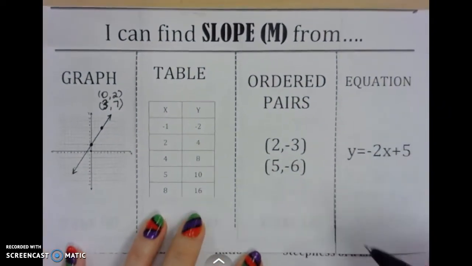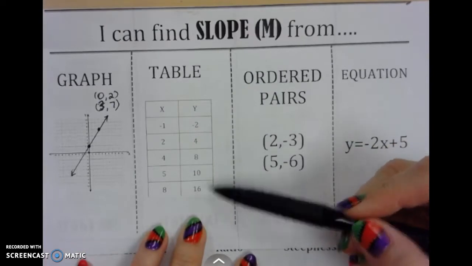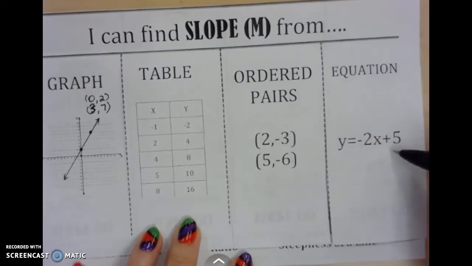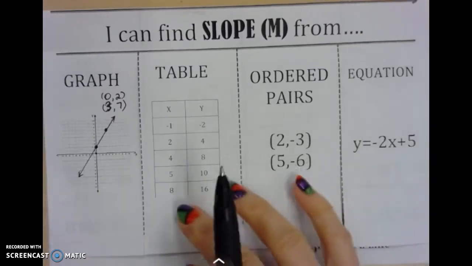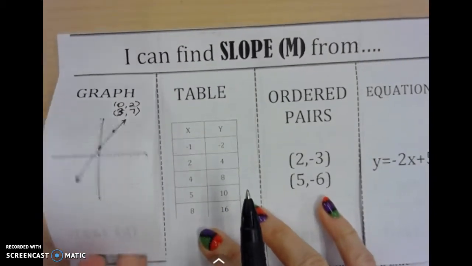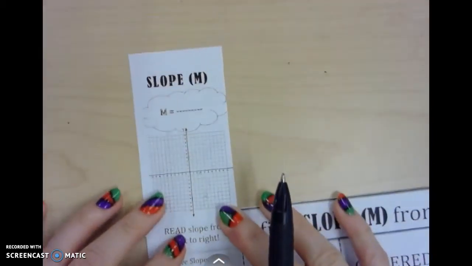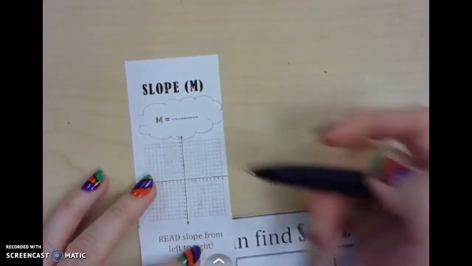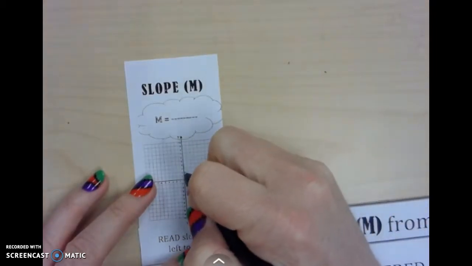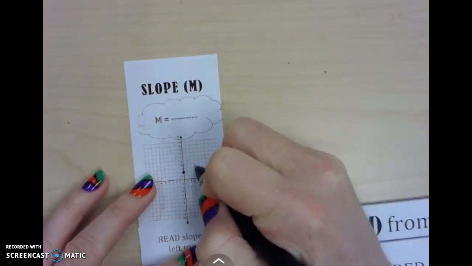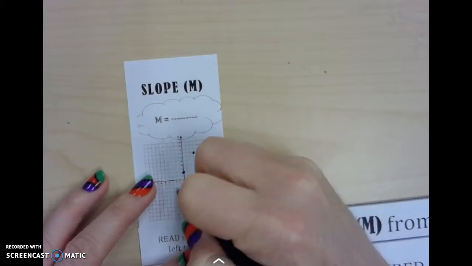I've given you a table. I've given you 2 ordered pairs, and I've given you an equation. We should be able to find the slope from each one of these. So let's start with graphing. If we open up our graph tab, at the top, you see a blank graph. You're going to have to plot your line again. We're at (0, 2) and (3, 7). Draw your line.